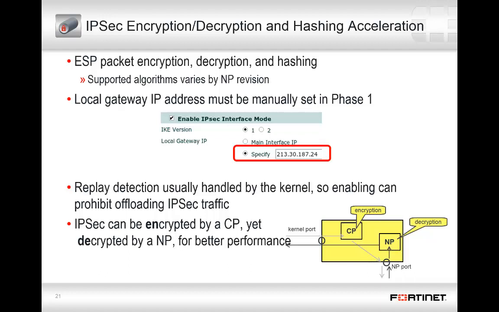Note that in some FortiGate models that have both CP and NP processors, ESP decryption can be offloaded to an NP, while the ESP encryption is offloaded to the CP. This improves performance. With 2 chips, FortiGate can do twice the amount of cryptography operations per second.